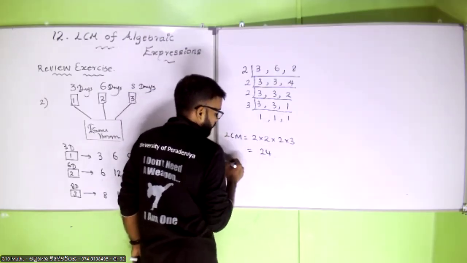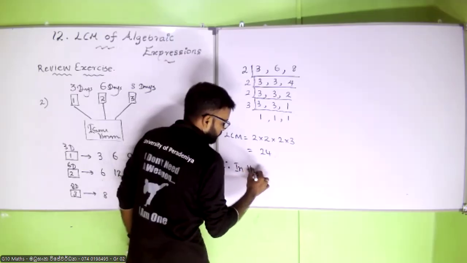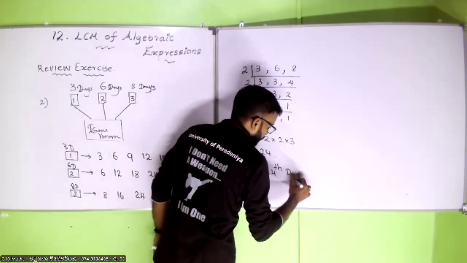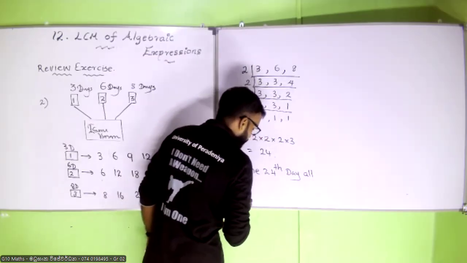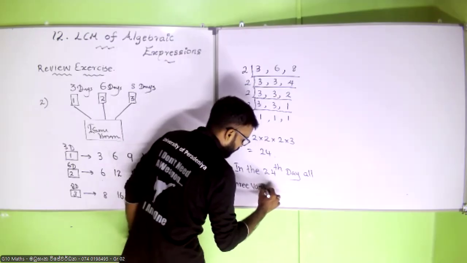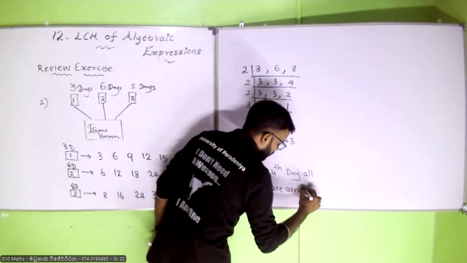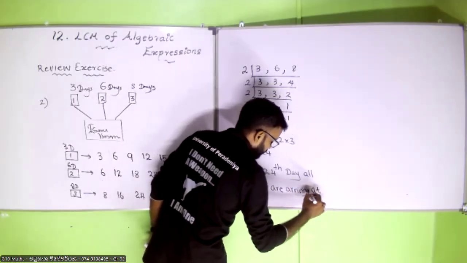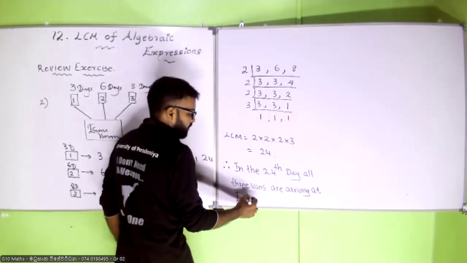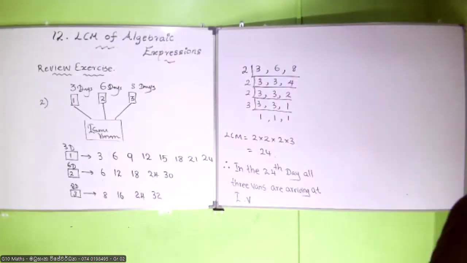So finally you can conclude that on the 24th day, all three vans are arriving at Isuru. And you have to conclude your answer finally, right? So this is how you are going to do that.